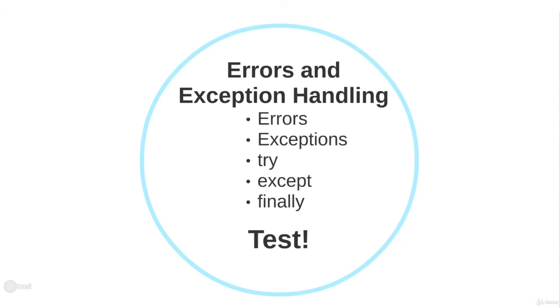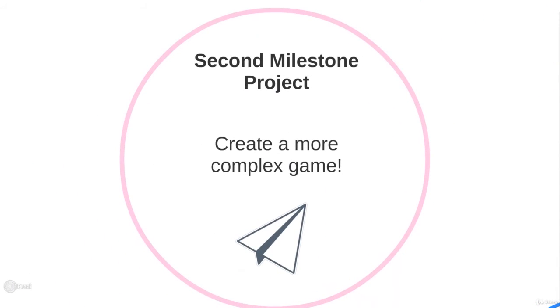After that, we'll learn about errors and exception handling in Python, including what errors are, what exceptions are, and how to use try, except, and finally to handle errors and exceptions. Then, we'll top it off with a test to test your knowledge and your understanding so far in the course. Then you'll come up with your second Milestone project, where you're going to create a more complex game, all in Python.